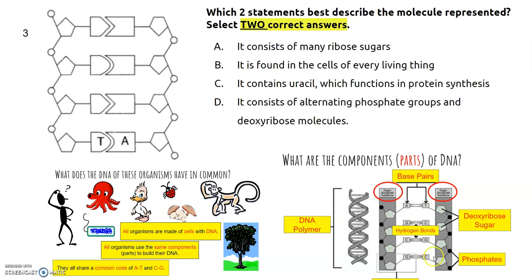So this is your DNA molecule, and then we zoom out, and this is your DNA polymer. Okay, so you're going to go back to here and you're going to see what are the two correct answers that represent your DNA strand.